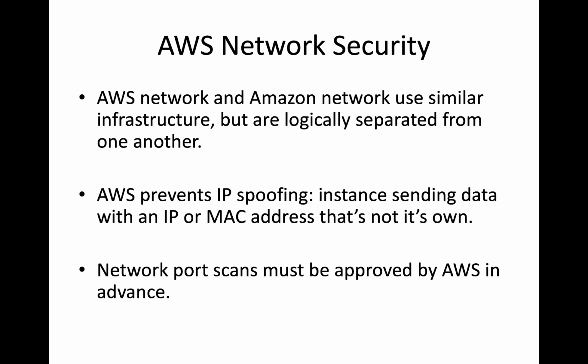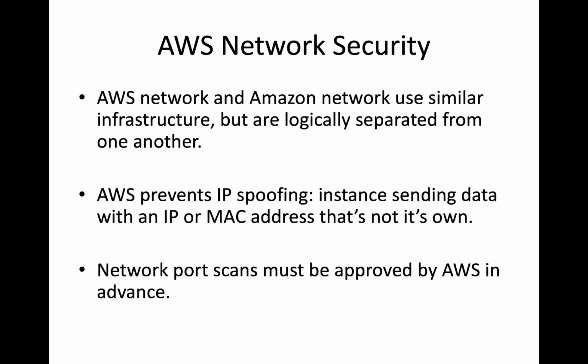Amazon has a number of security protections in place on its network. For example, it will prevent customers from IP spoofing, which means that you could potentially configure an EC2 instance to send out data with an IP address or a MAC address that is not its own, effectively spoofing some other customer's EC2 instance. AWS does not allow you to do that. AWS has mechanisms in place to prevent that sort of IP spoofing.